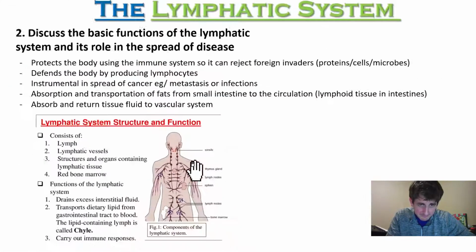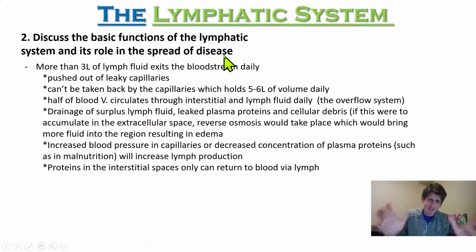All right. So more than 3 liters of lymph fluid exits the bloodstream daily, and this is pushed out of leaky capillaries, which we'll look at. And this can't be taken back by the capillaries, which holds 5 to 6 liters of volume daily. Half of the blood volume will circulate through interstitial and lymph fluid daily. Overflow system is what we can call that, kind of just takes the excess out.